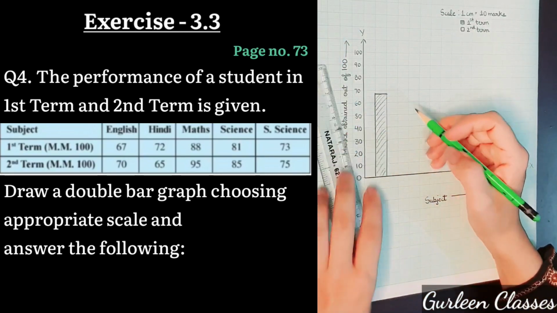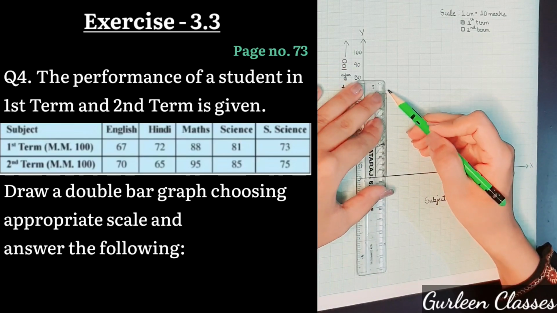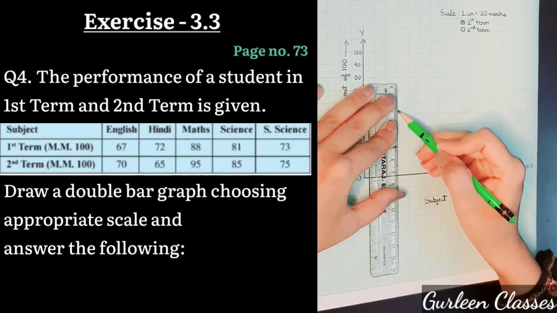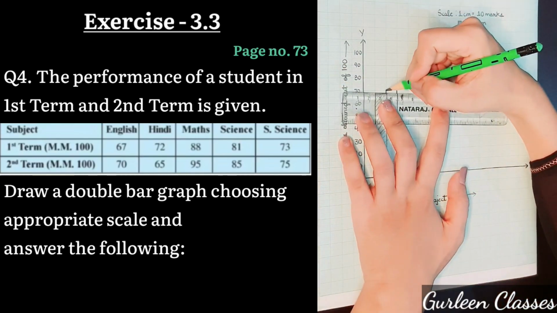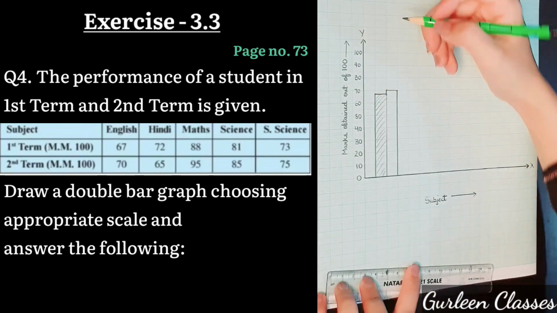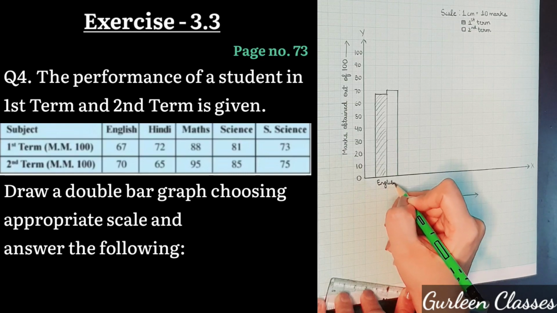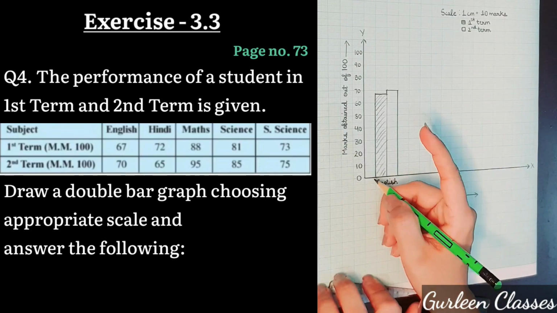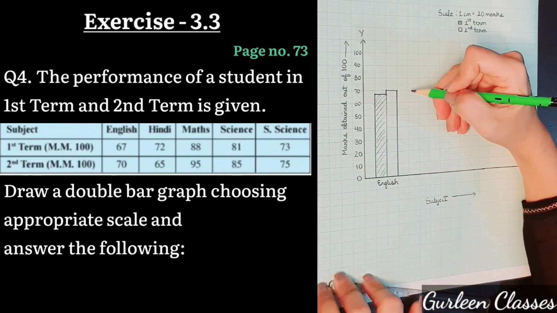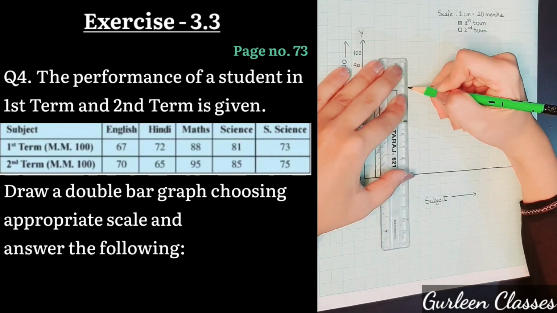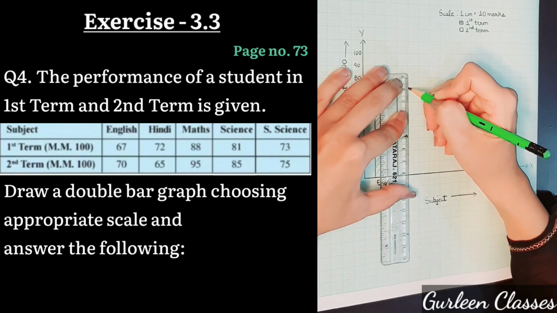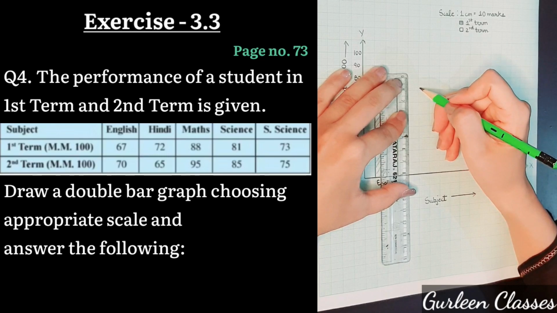For second term, 70. Mark a point at 70 and draw a straight line with the help of scale. And below we will write here English. Subject was English. Next subject Hindi. Hindi marks are 72. So mark a point at 72 and draw a straight line using scale. So the first bar we have drawn.